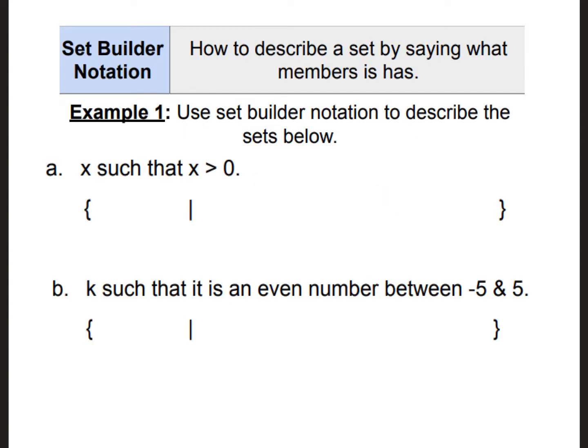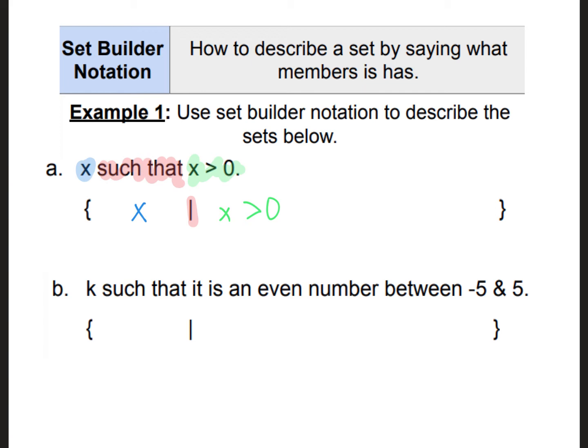Example 1, use set builder notation to describe the sets below. X such that X is greater than or equal to 0. Essentially, this line is read as "such that." So before that line, we put whatever comes before it. Notice here we have X, so we'll do X such that, and then after that line, we'll put the second half, X is greater than or equal to 0. I know you have a ton of space for that, but that's really all you need.